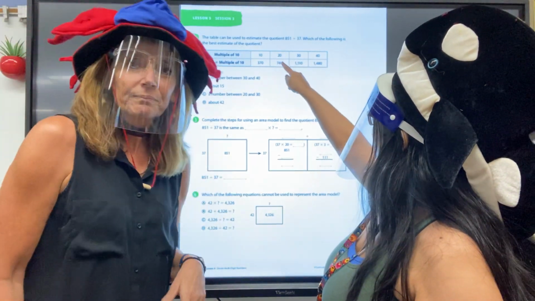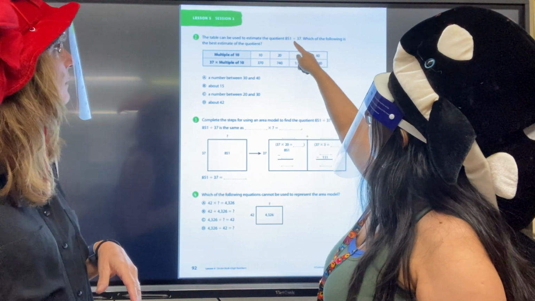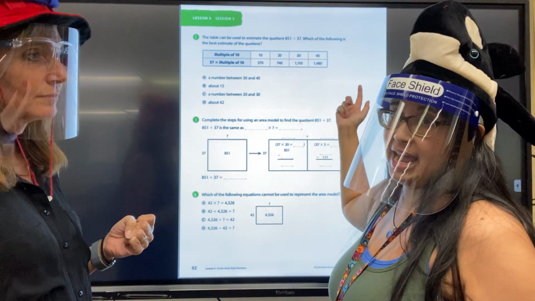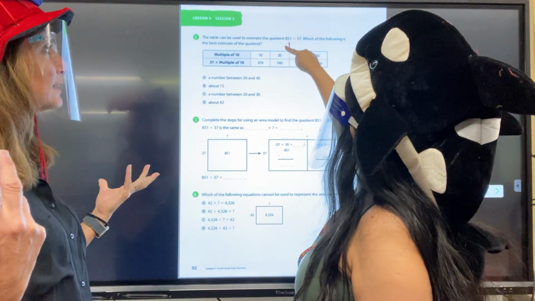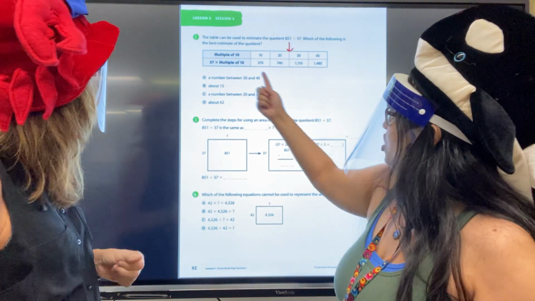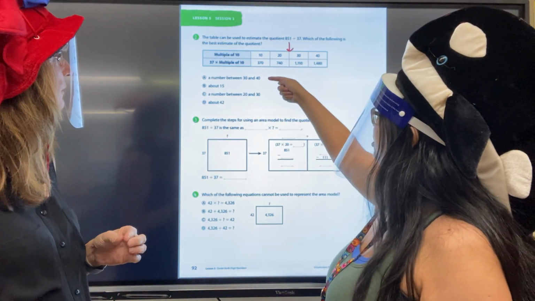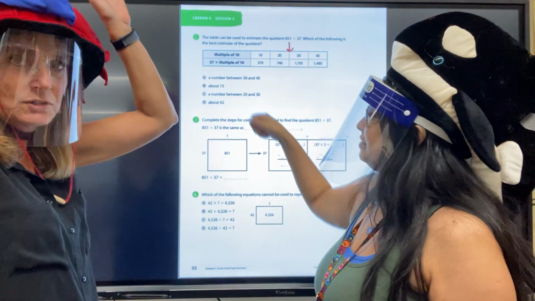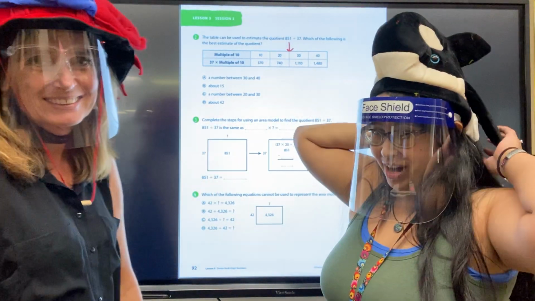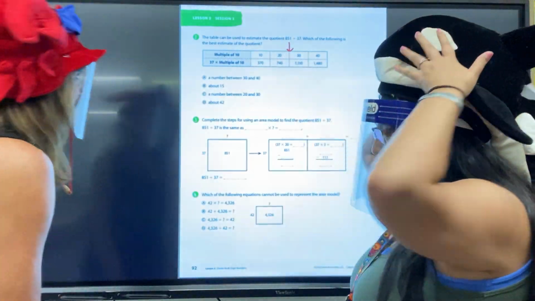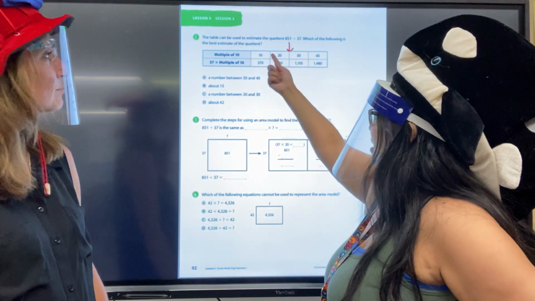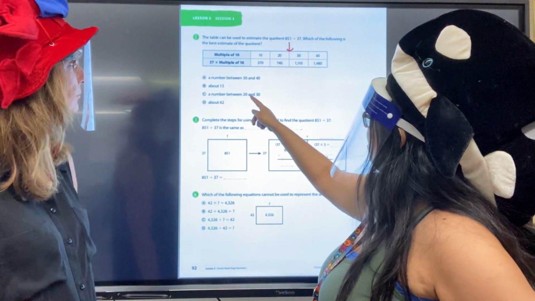Yeah, but 740, well, that's smaller than 851. Right. 1,110, bigger than 851, so we know it's probably right there in between 20 and 30. We just have to see which one of these says that. A number between 30 and 40. No. Way too big. About 15. No. Too small. A number between 20 and 30.